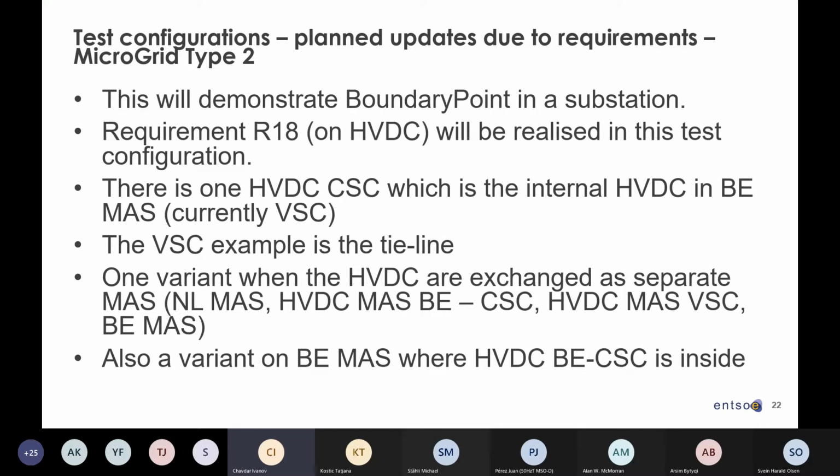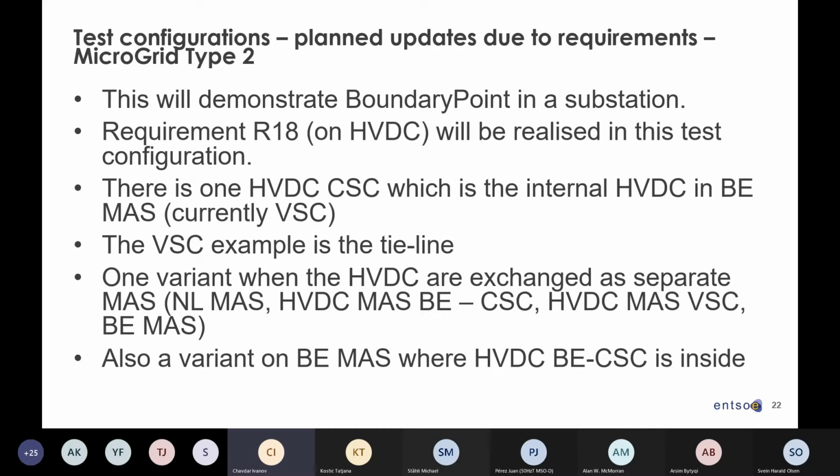So now CGMES 3 closes this gap. And here in the model where we have something to do with the HVDC, we can have the boundary point positioned in a substation, which is most probably close to the reality. So we have this requirement 18 on the HVDC, and the idea is also to have one internal, the CSC.